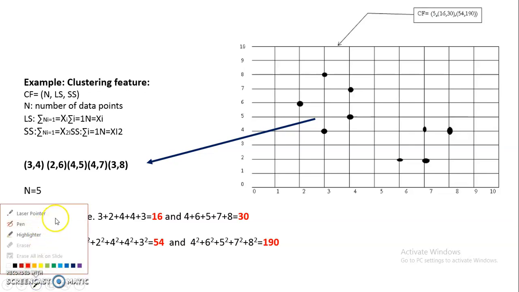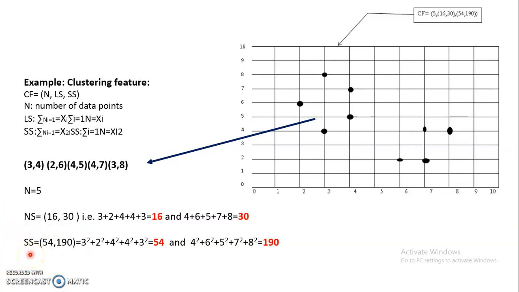Next thing is the squared sum. For the squared sum we need to square the coordinates. 3 squared, 2 squared, 4 squared, 4 squared and 3 squared, that is 54. And for the y coordinates, 4 squared, 6 squared, 5 squared, 7 squared and 8 squared, that is 190. So the squared sum is 54 and 190. Now we are done with this triplet. In the same way we can find the triplet for the second node, the second cluster, and based on this triplet we can generate a CF tree that is used in the hierarchical clustering approach.